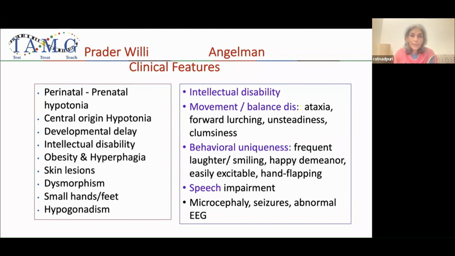Whereas if you look at Angelman, they have significant intellectual disability, disorders of movement and balance. They have this behavior uniqueness in the form of frequent laughing, smiling, hand flapping. They are very easily excitable. We have a positive tuning fork test for these children. Their speech is impaired. They have microcephaly and seizures and an abnormal EEG.